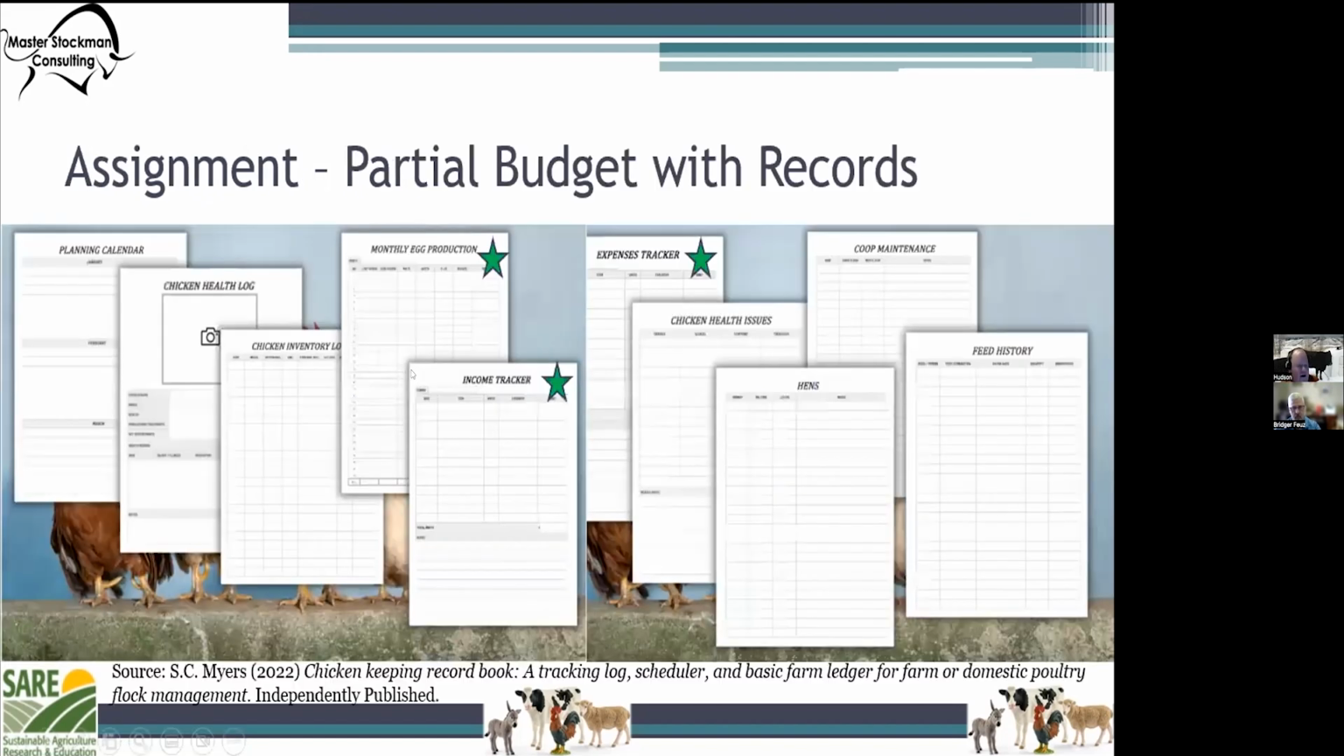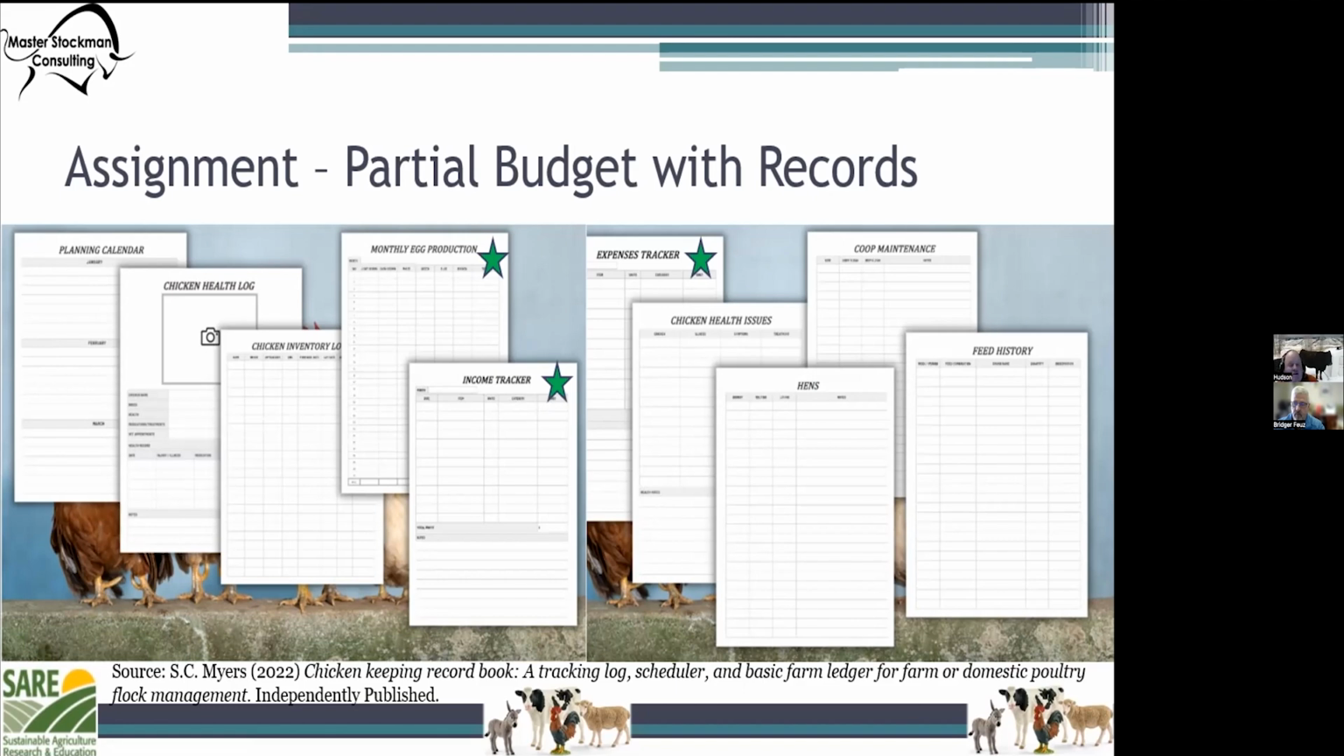So your assignment today is going to be to do a partial budget with some records. That information's here. I think it'll be a really interesting partial budget for you. We're going to look at doing a small flock of birds in your backyard and how that might work from a business standpoint. So it's been really interesting today to talk to you about record keeping. It's certainly an important part of any business.